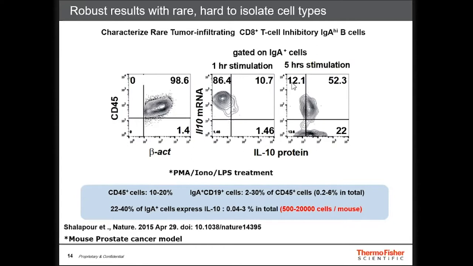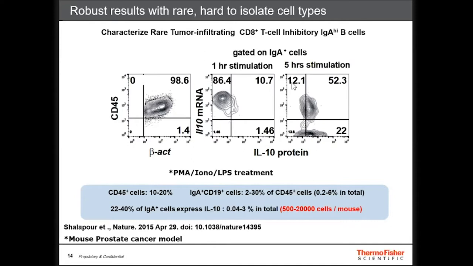And then they wanted to look at IL-10 because they thought this was involved in the inhibitory phenotype of these B cells. So they stained for IL-10 protein and also included a PrimeFlow probe for IL-10 mRNA here. They did a stimulation with PMA, ionomycin, and LPS, either a 1 or 5 hour stimulation. And you can see initially at the 1 hour stimulation, they can see the message coming up first, but not really a lot of protein.